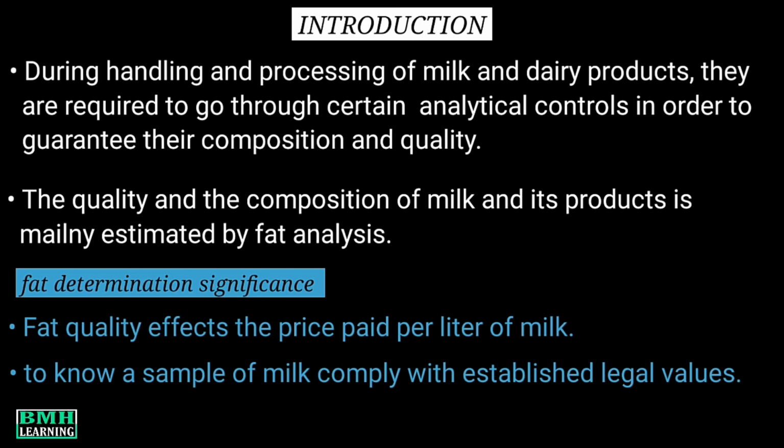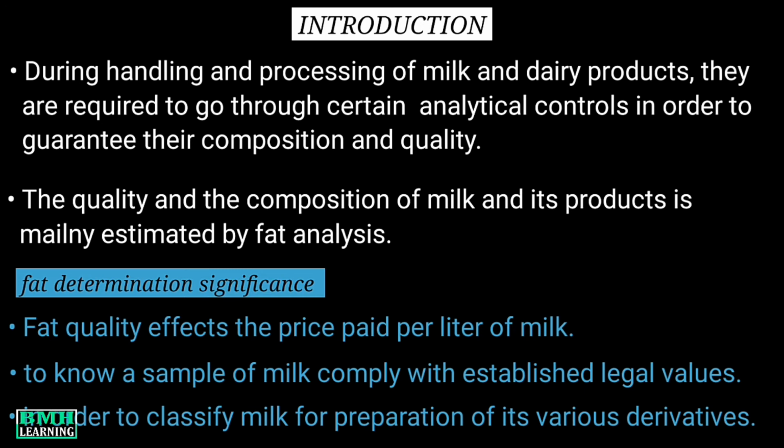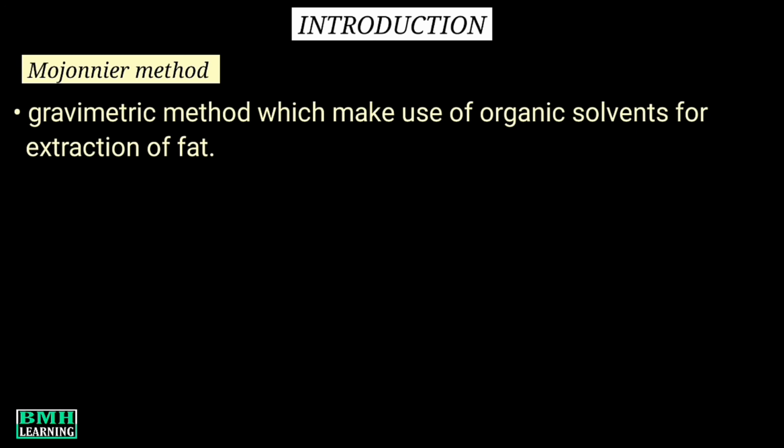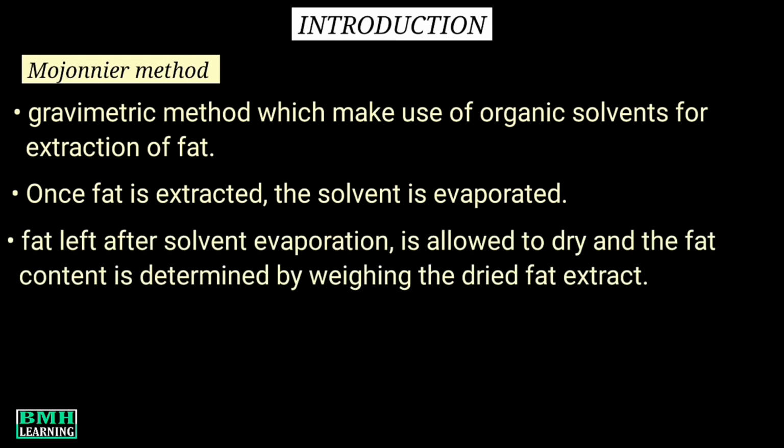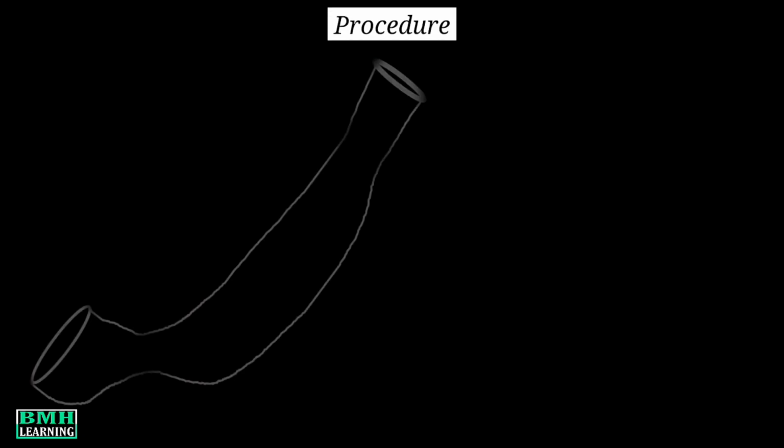Moreover, fat analysis becomes necessary in order to classify the milk for the preparation of its various derivatives. So, for estimation and analysis of fat, there is a method called the Mojonnier method. It's a kind of gravimetric method which makes use of organic solvents for extraction of fat. Once the fat is extracted, the solvent is then evaporated and we are left with fat. The fat which is left after solvent evaporation is allowed to dry, and the fat content is determined by weighing the dried fat extract.